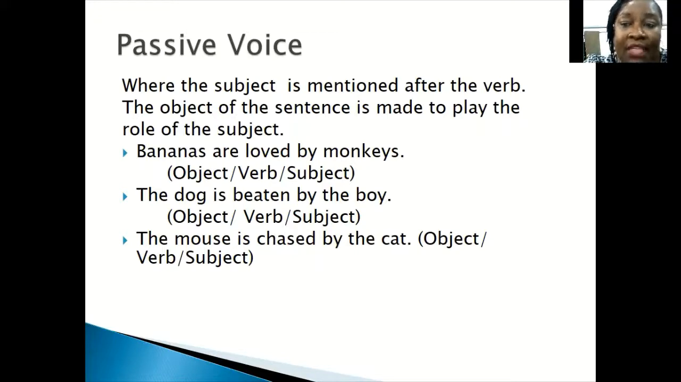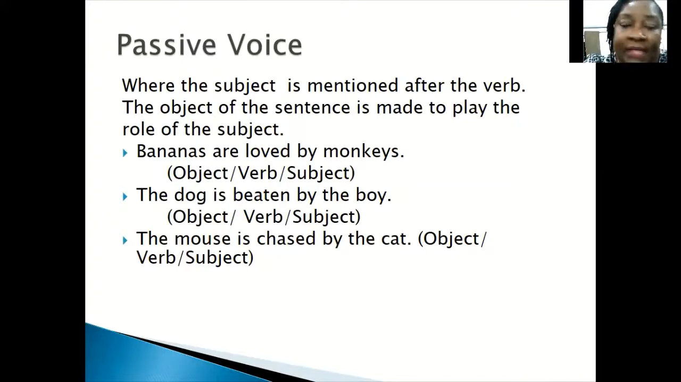In the second example, the boy is beaten by the dog. If you remember, the active voice says, the boy beats the dog. Now the passive voice says, the dog is beaten by the boy. Again, we have the object, verb, subject instead of the subject, verb, object.